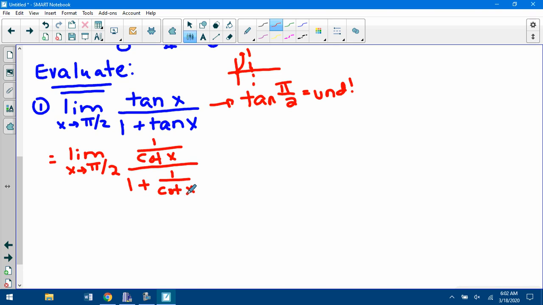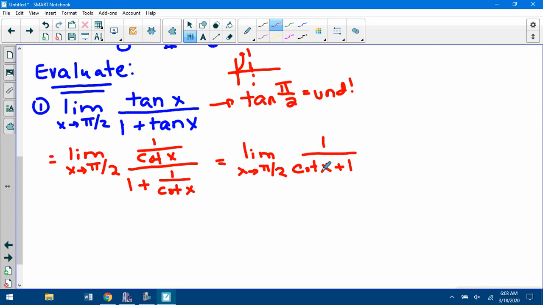Now what? Well, that's just a complex fraction. So what can I multiply everything by, top and bottom, to make it not a complex fraction? Cotangent. So the top gets a cotangent, 1 gets a cotangent, 1 over cotangent gets cotangent. So I'm going to end up with 1 on top, all over cotangent of x plus 1 on the bottom, like that.